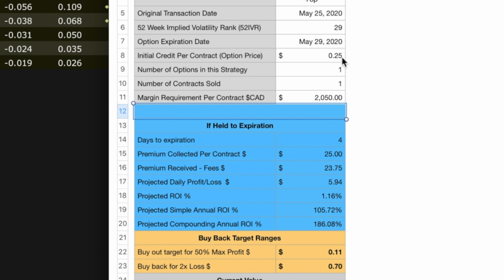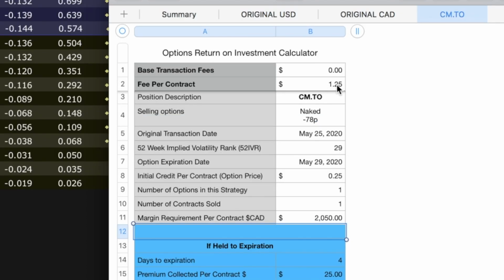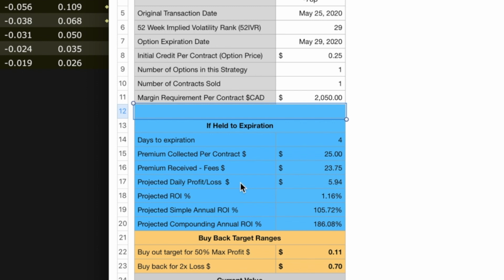That's the 25 cents times 100 shares. And then the premium received minus the fees, $23.75. We can see that math. It's just taking off the $1.25 that I pay. So that's where we get that number. So the daily projected profit loss is going to be $5.94. Really simple division here. So 23.75 divided by 4 days, $5.94.